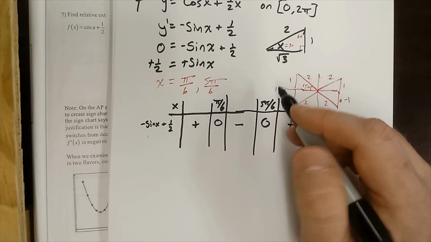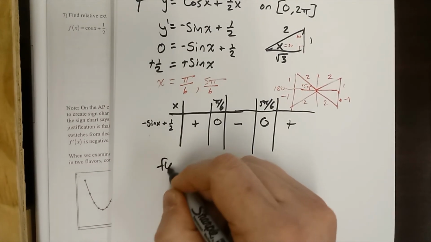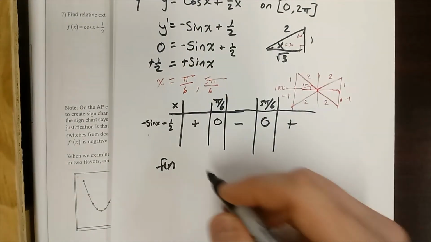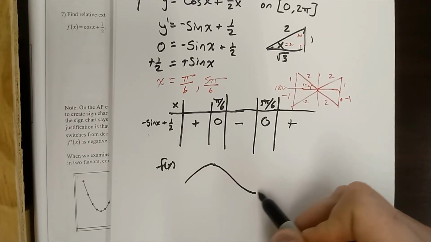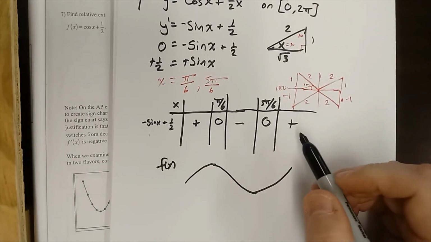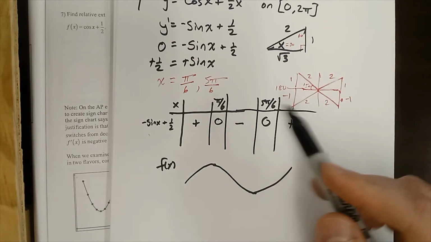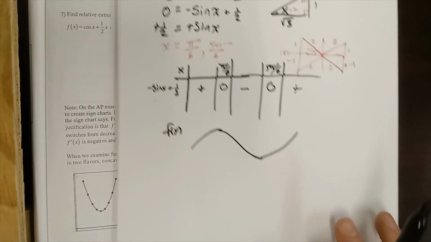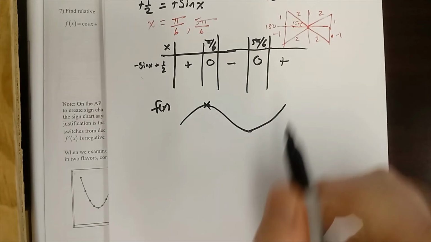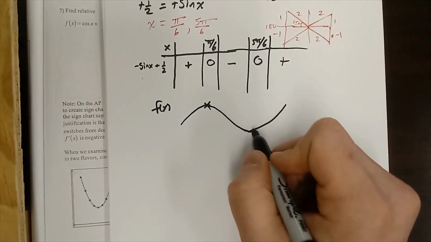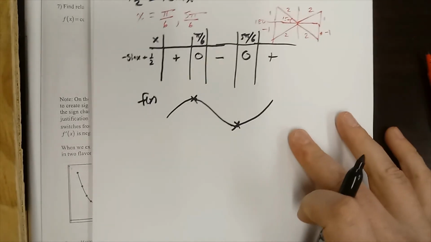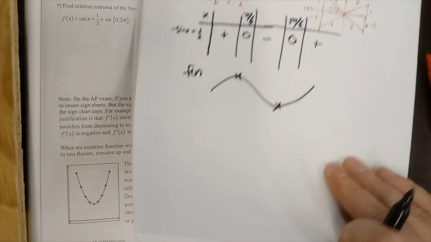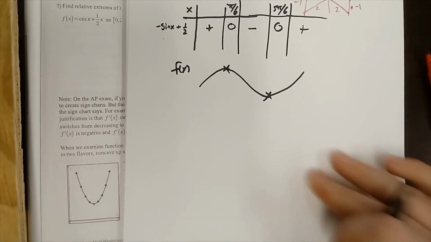So if we think about our original f of x, or y as I wrote it up there, it's going up, it's flattening out, it's coming down, it's flattening out, it's going up. And oh yeah, that's what the graph of sine looks like. Okay, so we know we're going to have a relative max at pi over 6 and a relative min at 5 pi over 6. So, cool. We just have to actually find the y coordinates now.